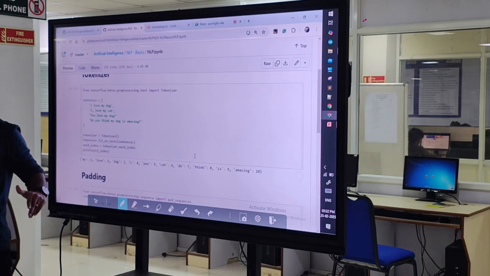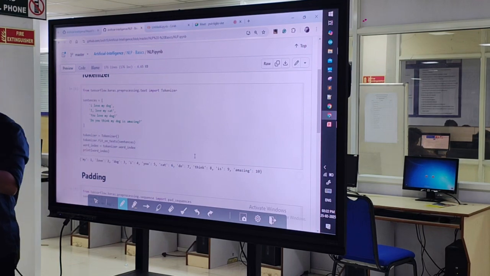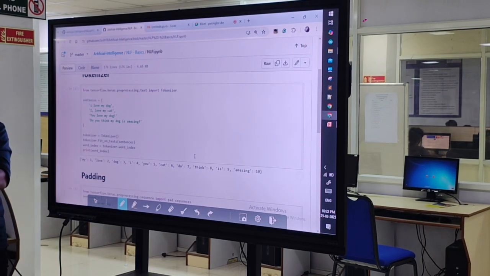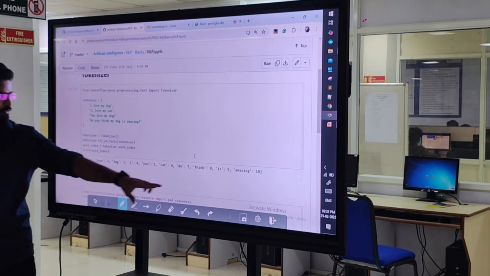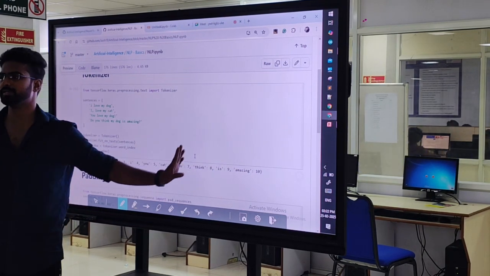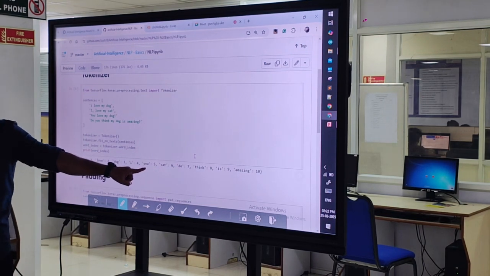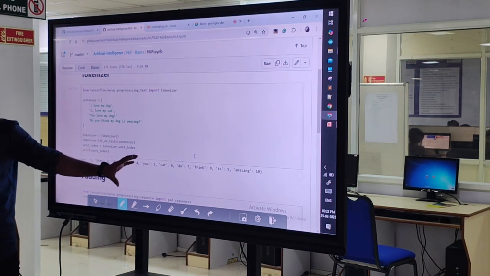Henceforth, if you want to train your RNN model or your LLM model with the word amazing, you should take the word from here. So 10, according to your RNN, is amazing. According to your RNN and LLM, the number 6 means this is a cat. This is called vocabulary.